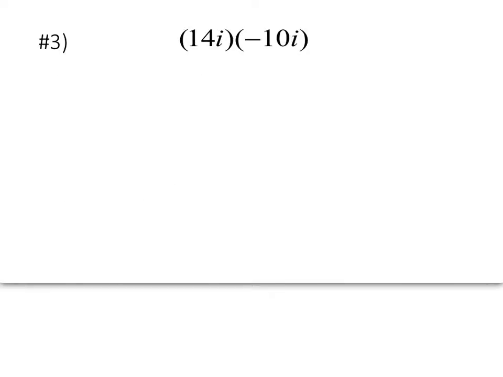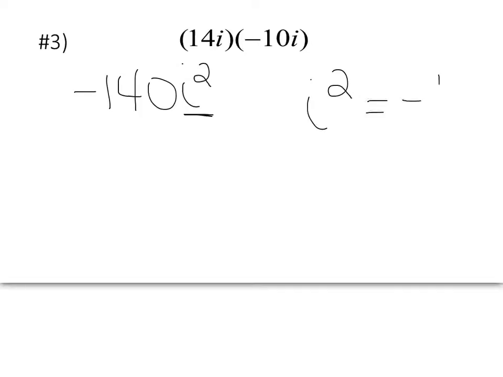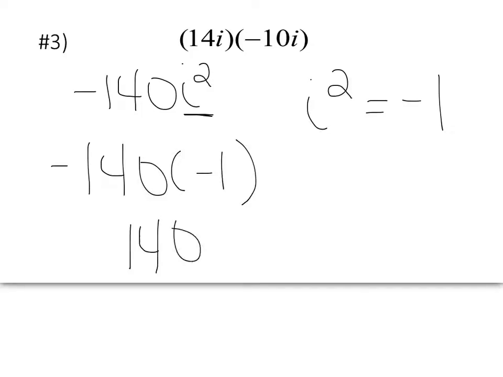Okay, now here you actually are multiplying. There is no operation in between these two parentheses, which implies multiplication. So I'm going to multiply 14 times -10, which is -140, and then I'm going to multiply i times i to give me i squared. And remember, we will never ever leave an i squared in our solution, because i squared is equal to -1. So we're going to change that i squared to -1, and that means our answer will be a positive 140, because a negative times a negative is a positive.